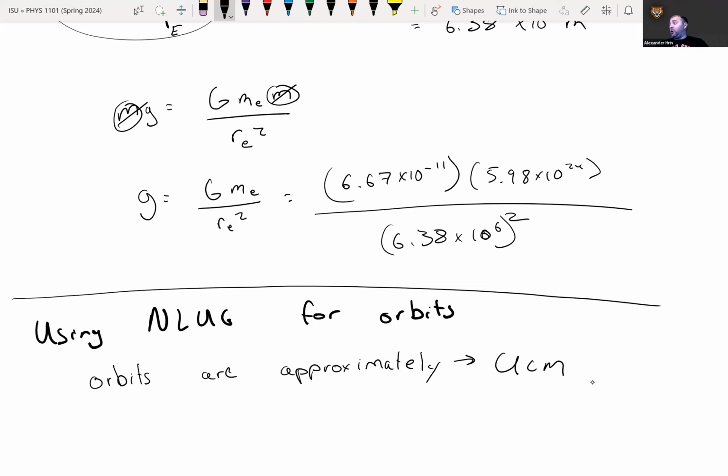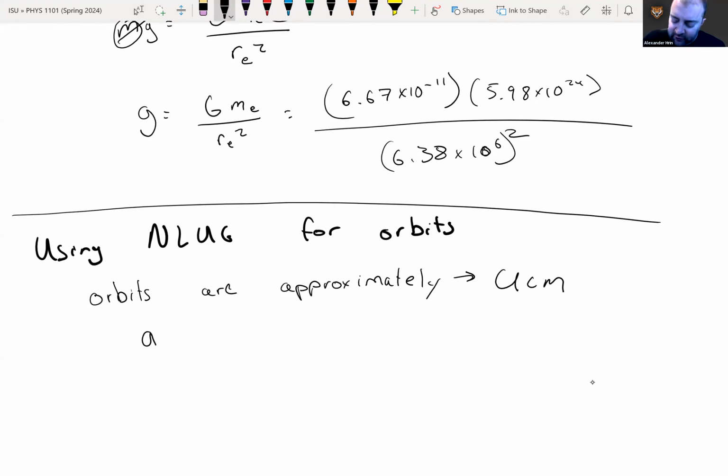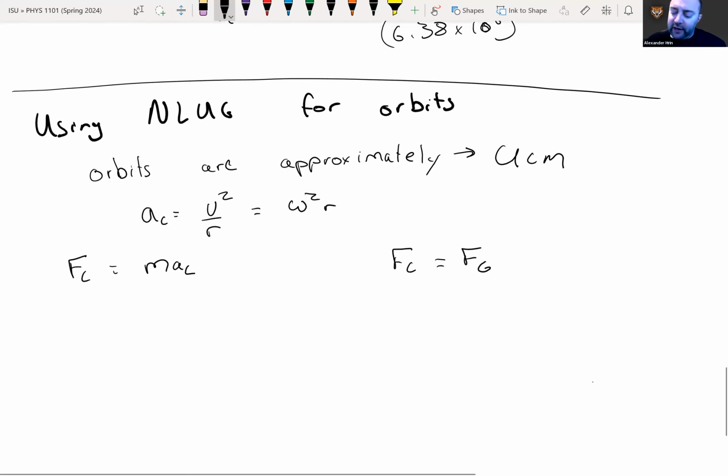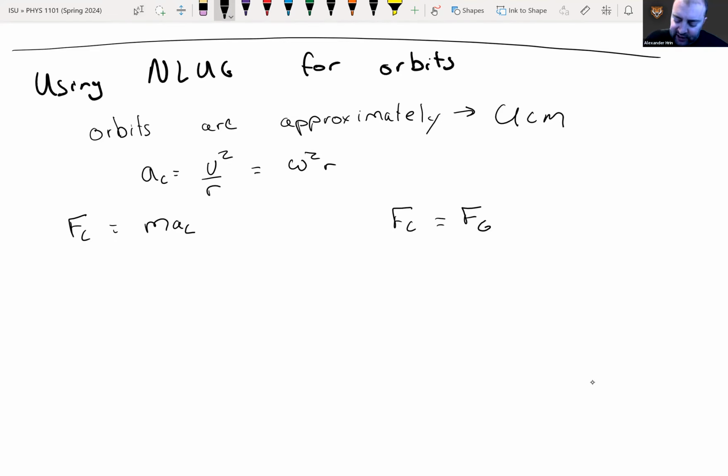If they're approximately circular, then they are undergoing uniform circular motion. And that means that your centripetal acceleration is equal to v squared over r, which in turn is equal to omega squared r. So the omega is going to be a little bit helpful. Now, the centripetal force is going to be equal to mass times the centripetal acceleration. But we also know that the centripetal force will just be equal to the force of gravity from the sun. That's the only force that the sun is exerting on these planets. That's the only thing that could be causing it to rotate.